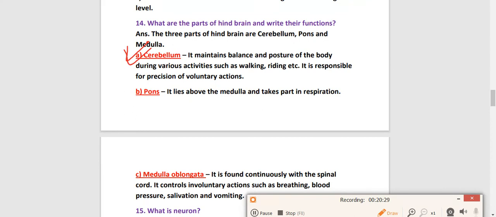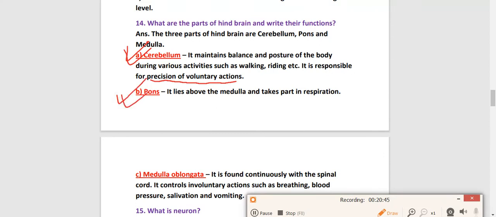It is responsible for precision of voluntary actions. For example, you want to pick a pen. So picking a pen will be done because of the cerebellum. Our brain will give a message that we have to pick a pen. So that will be done because of the cerebellum.